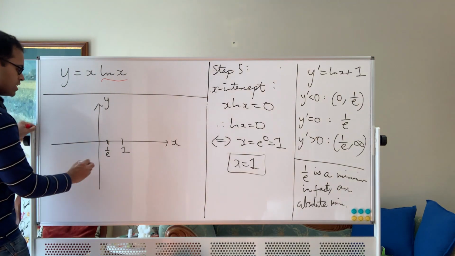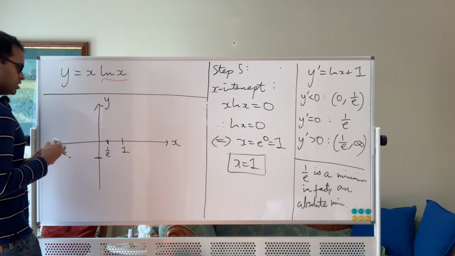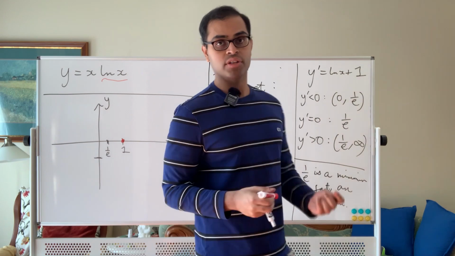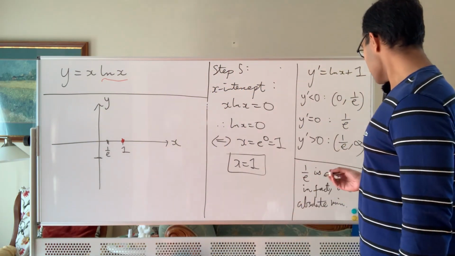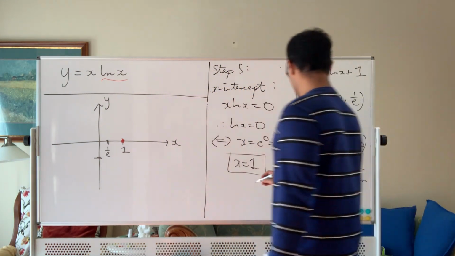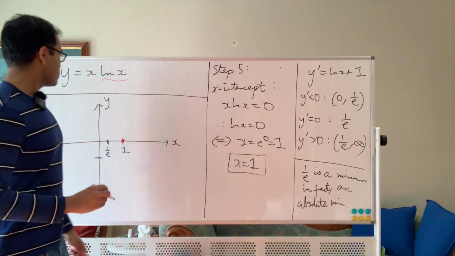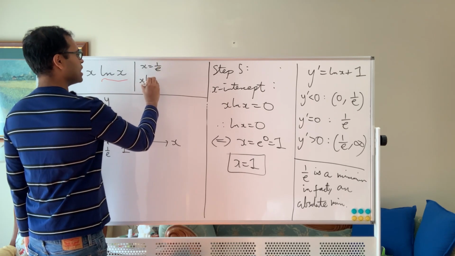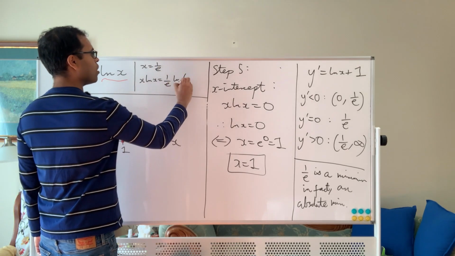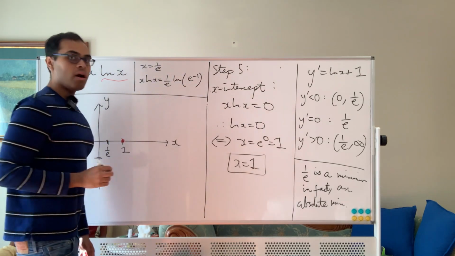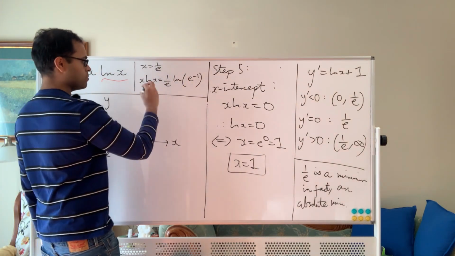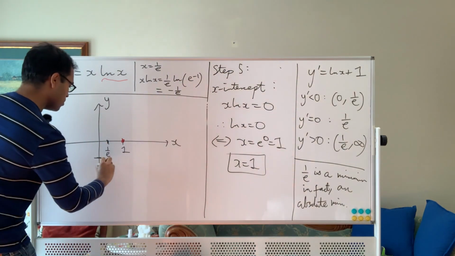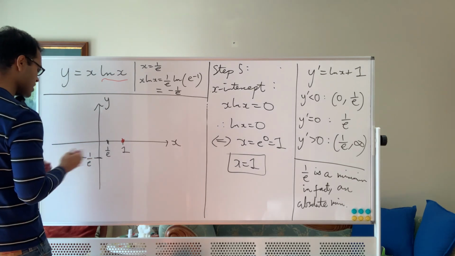And we know the value of the function at 1 is 0. What is the value of the function at 1 over e? That's the other thing to figure out with the critical point: when you're graphing, what's the y value? When x is equal to 1 over e, x log x is equal to 1 over e times log of e inverse. Powers come out in logs, so -1 comes up front, and log of e is 1, so it's going to be -1 over e. So we get a -1 over e here.